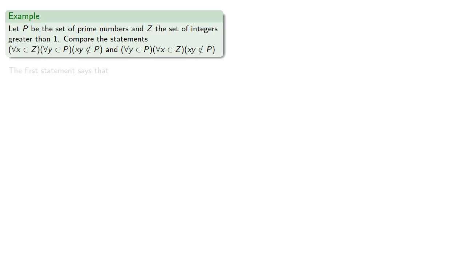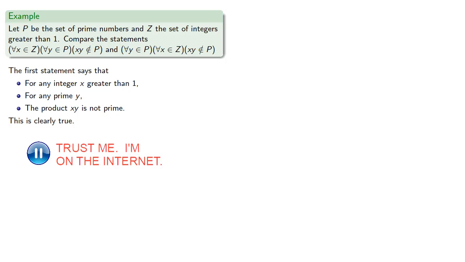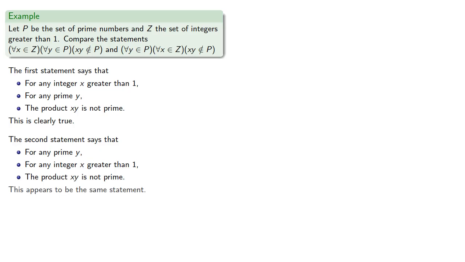So now the first statement says that for any x that's greater than 1, and for any prime y, the product xy is not prime. And this is clearly true. The second statement says that for any prime y, for any integer x greater than 1, the product xy is not prime, and this appears to be the same statement. And this suggests that in general we can switch adjacent for any quantifiers.